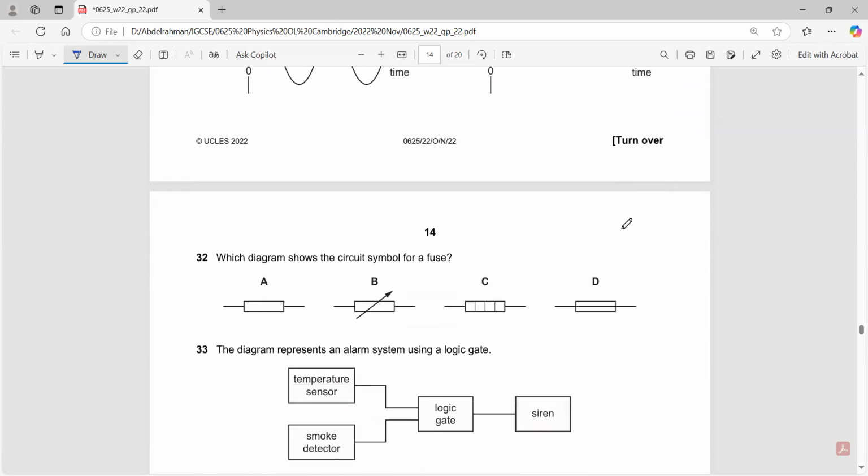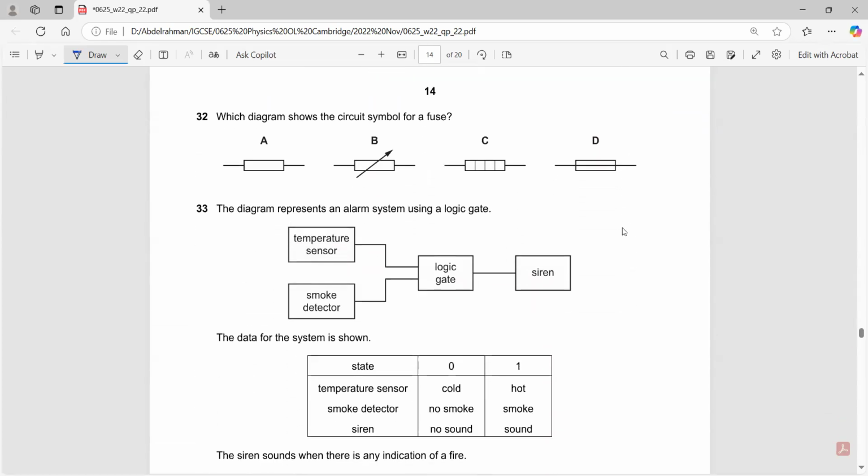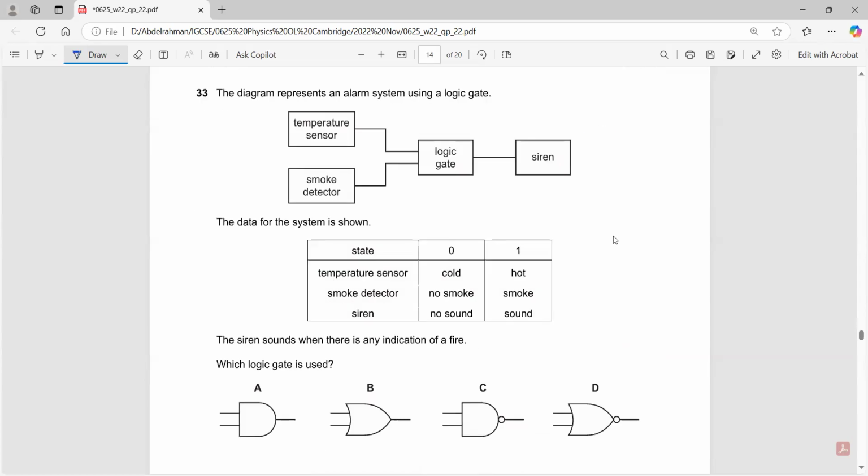Okay. Which is the fuse? Definitely it is D. Logic gates have been removed. 33 is cancelled.